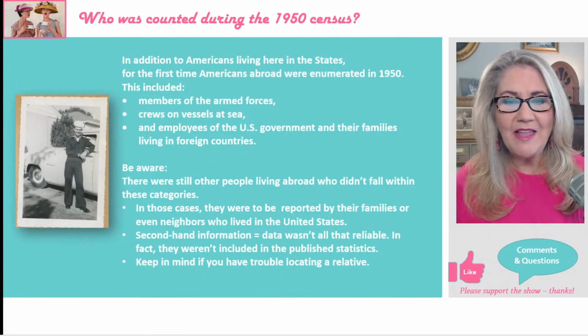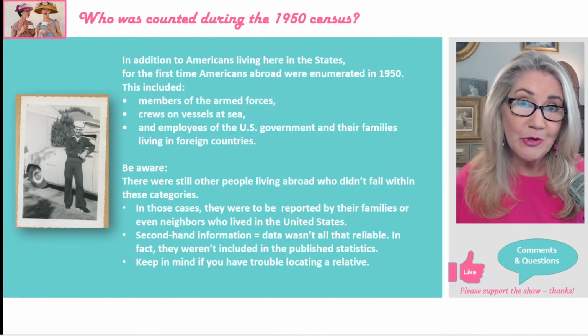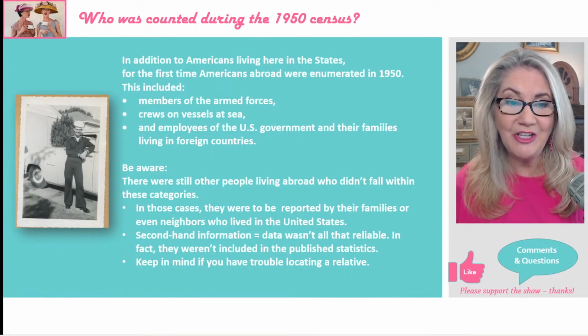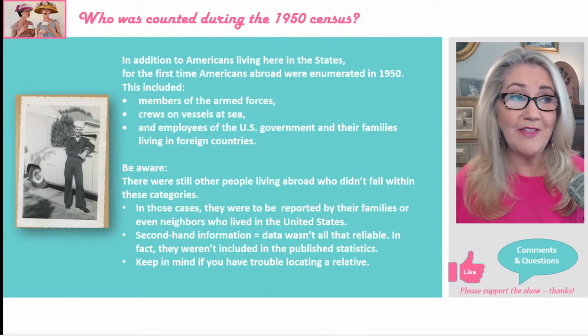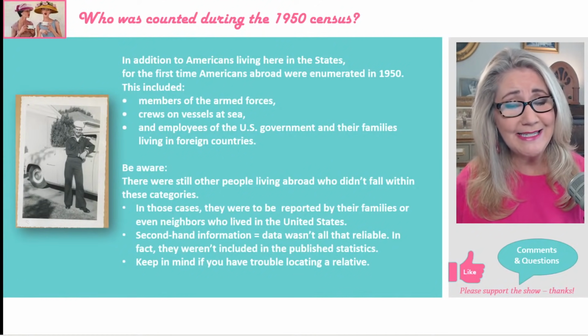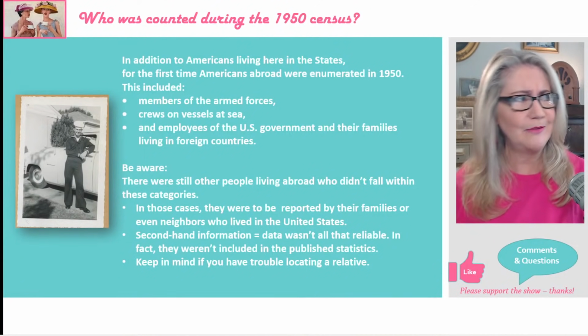In those cases, they were reported by their families or even their neighbors who happened to be living in the U.S. So what does that mean? It's secondhand information. We think of that as primary and secondary sources. This falls in the secondary or thirdly category. Is that a term?